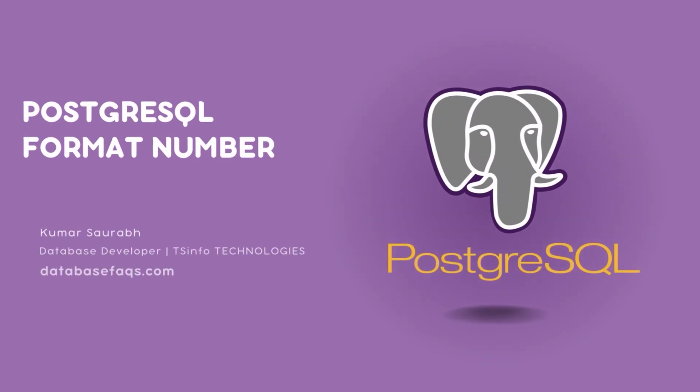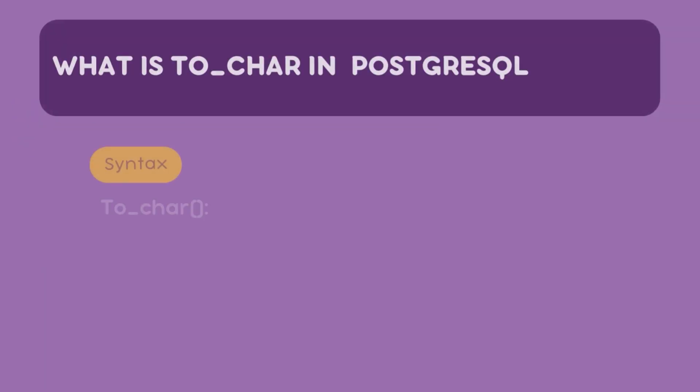In this PostgreSQL tutorial, you will learn how to format numbers in PostgreSQL. Formatting numbers is crucial when you want to display data in a more readable manner, especially in reports or analytics dashboards. The primary function used to format numbers in PostgreSQL is the to_char function. This function converts a number or date into a text string according to a specific format.